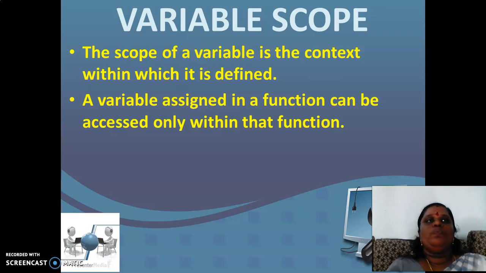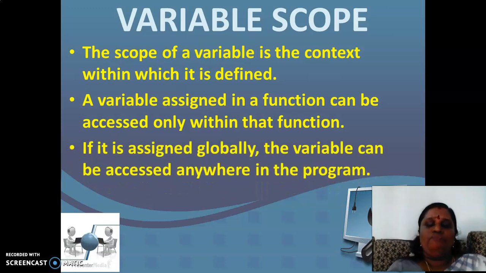Okay. So a variable can be assigned inside the function, which means that only inside the function can the variable be used. Outside the function, if you use that variable, it will throw an error. A variable assigned in a function can be accessed only within that function. Outside that function, it will not be accessed. It will throw an error.